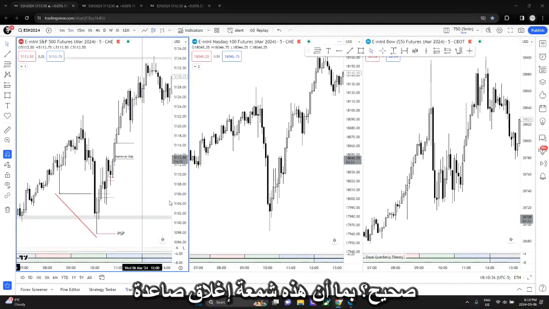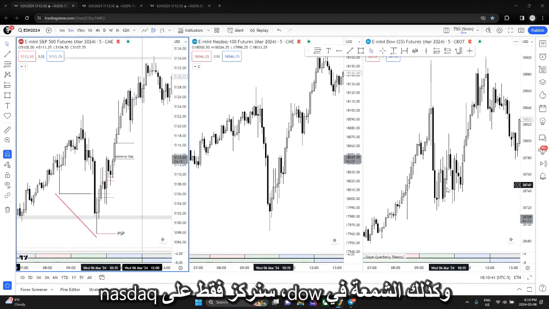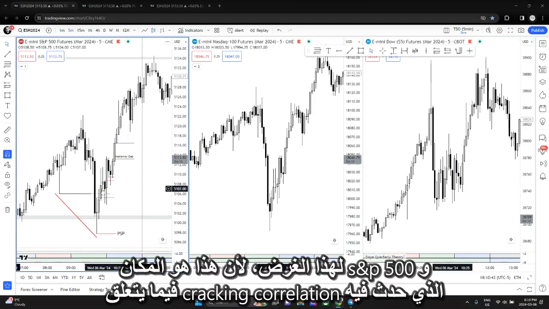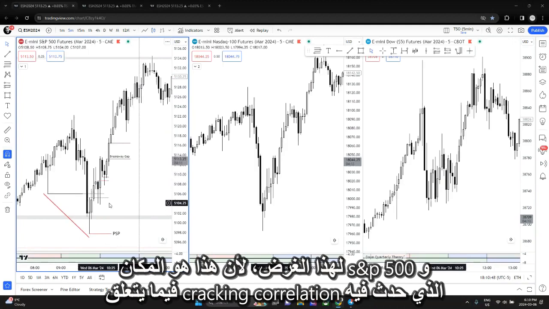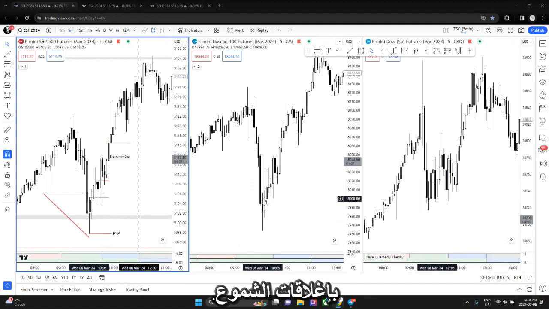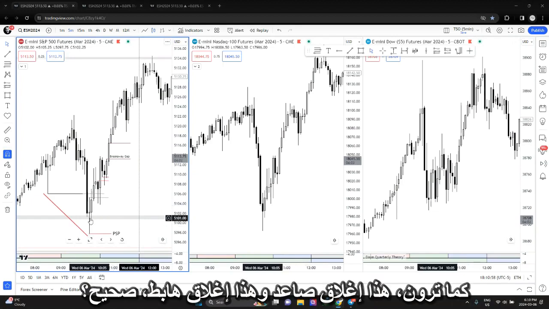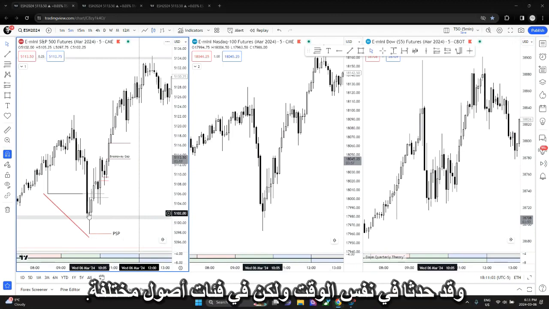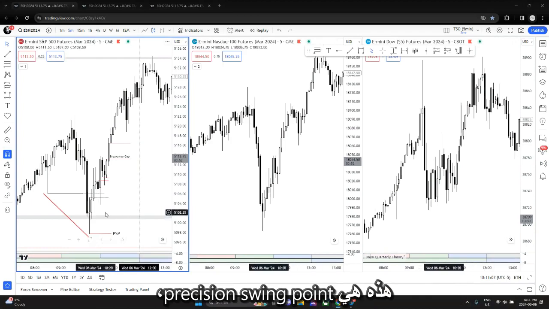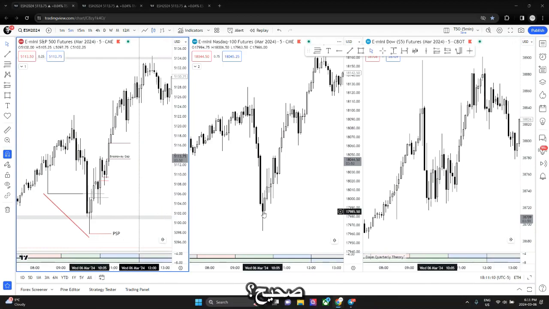Since this is an up close candle, and so is the one in the Dow, we'll just be focusing on the Nasdaq and the S&P 500 for this, since this is where the correlation happened in regard to the candle closes. So as you guys can see, this is up close, this is down close, and they happened at the same time, but in different asset classes. This is a precision swing point.